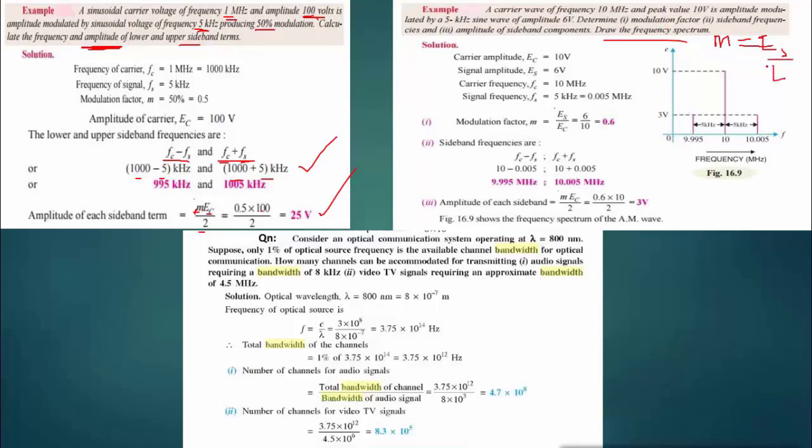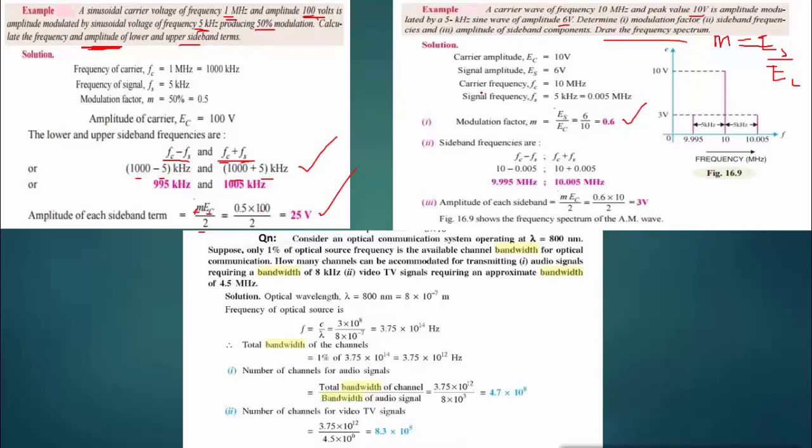The modulation factor, we know, is equal to the E of the signal over the E of the carrier, as they have shown here. The E of the signal, as you are given, is 6, and the E of the carrier is 10. So you put in the numbers and get your modulation factor.